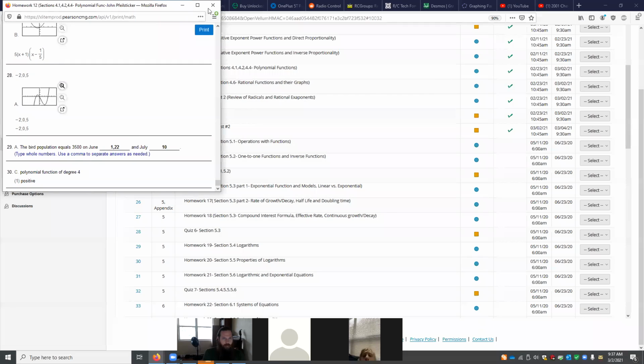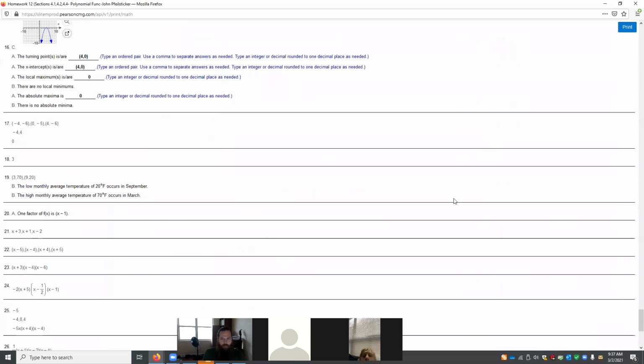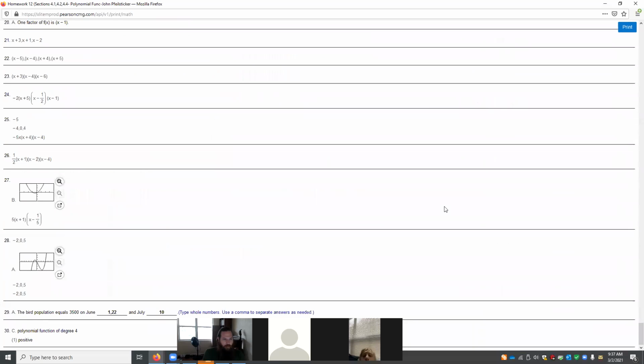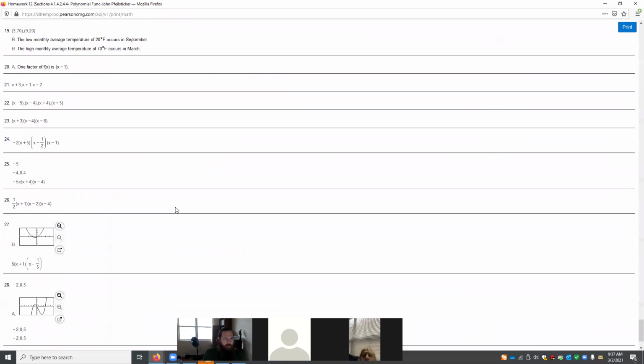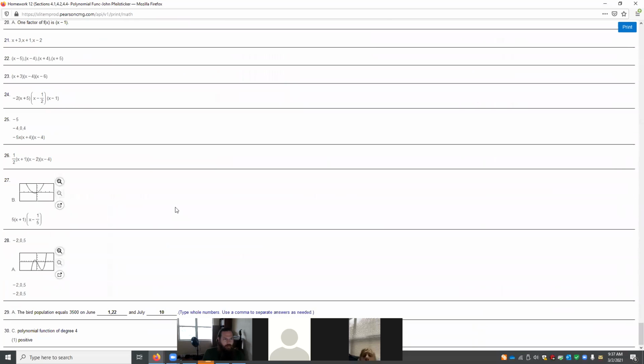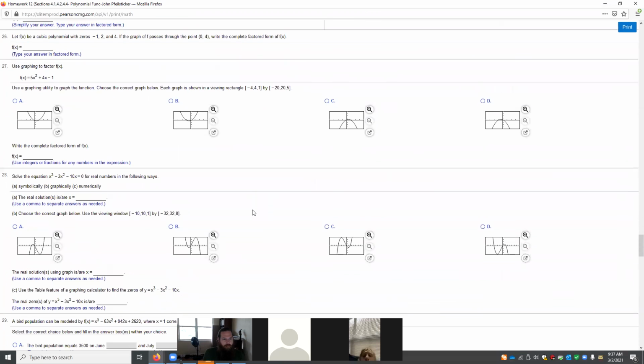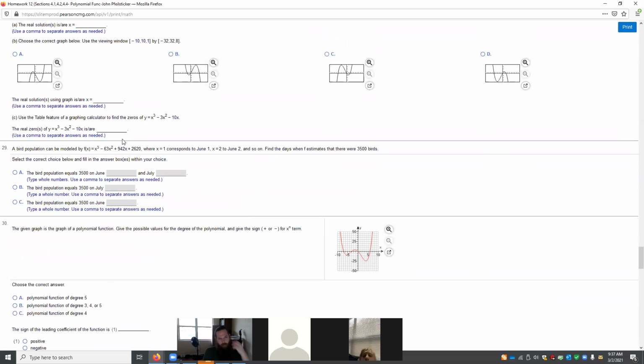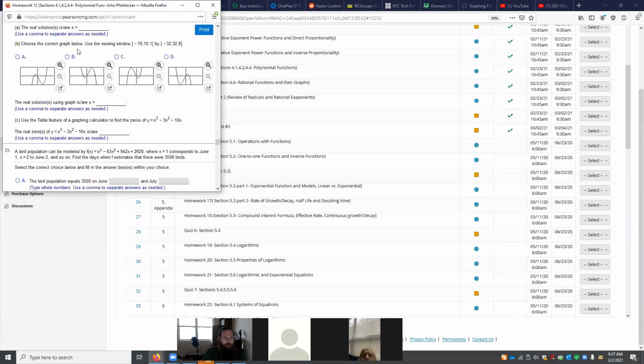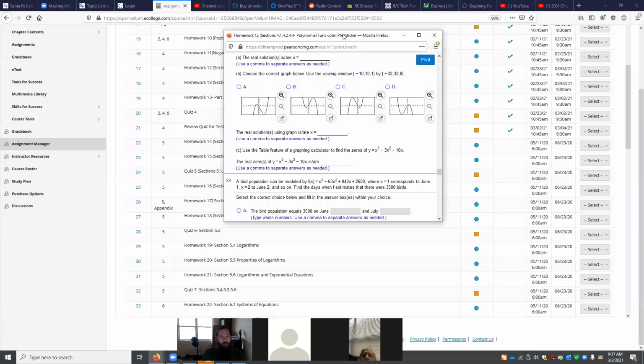Okay, I see. So this is a problem in several parts. Bird population equals this. This doesn't look like the whole problem here. Homework 12.9. Where's the rest? Oh, maybe this is the key. Yeah, okay. All right, so bird population can be modeled by this polynomial. X equals 1 corresponds to June 1st. X equals 2 corresponds to June 2nd, etc. Find the days when f estimates there to be 3,500 birds. Okay.